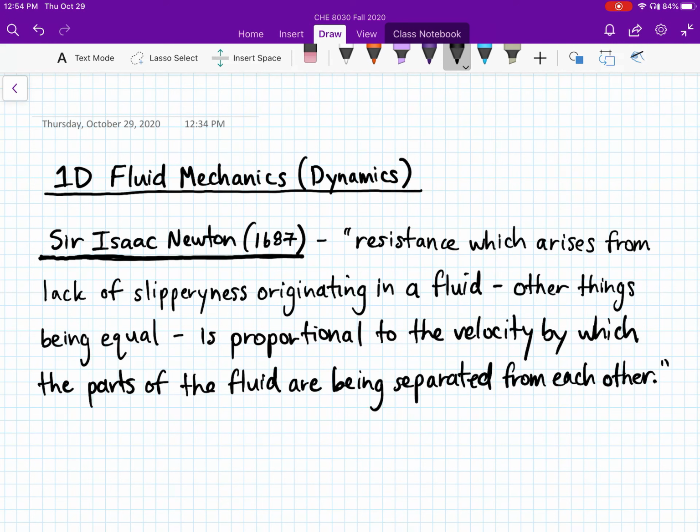In today's lecture video, we are going to be moving away, at least briefly, from talking about mass transfer and heat transfer, and start talking about fluid flow or fluid dynamics. And we'll start with 1D fluid dynamics, move into 2D fluid dynamics, talk about stream functions, things like that.